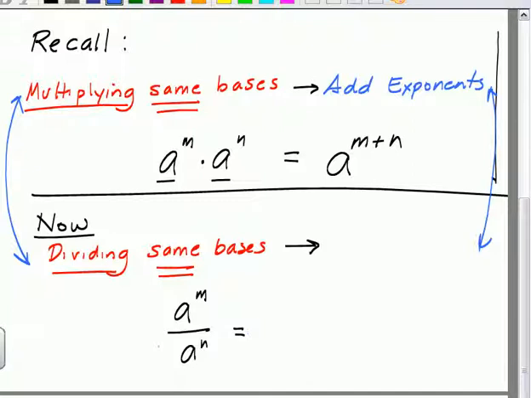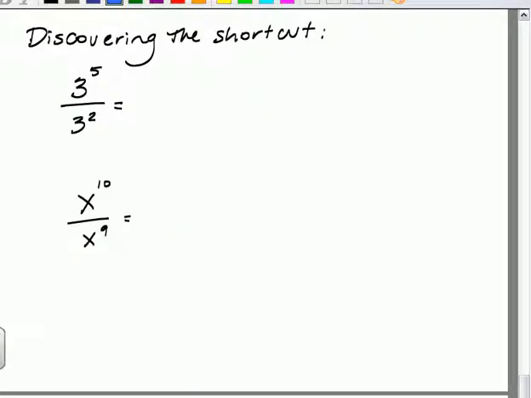Before we take a look at some examples, I've got a to the mth, and that as a fraction indicates division. So we've got a to the m all over, or being divided by, a to the n. So yep, we've got dividing and the same bases, both of them are a. Let's take a look at some examples and see what we can discover here. We've got 3 to the 5th over 3 squared, and you remember if it's a shortcut, that implies that there's a long way to do this. So I'm going to do it the long way and see what happens.